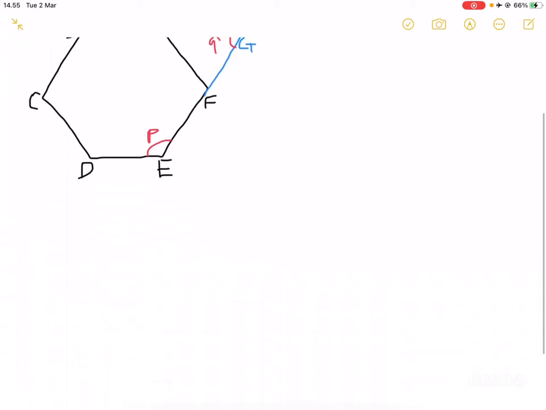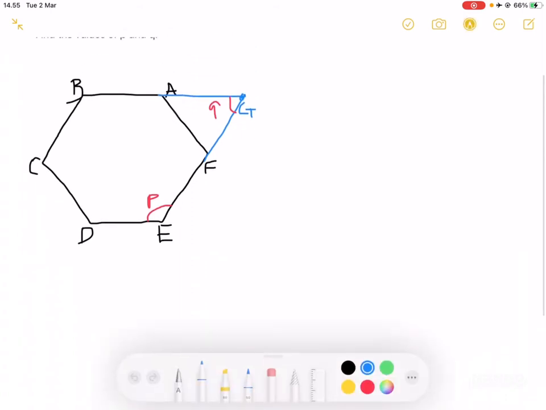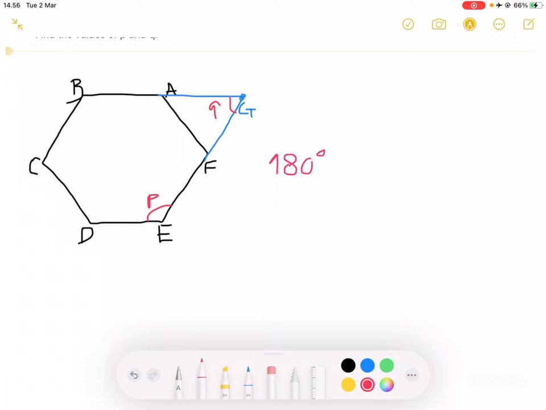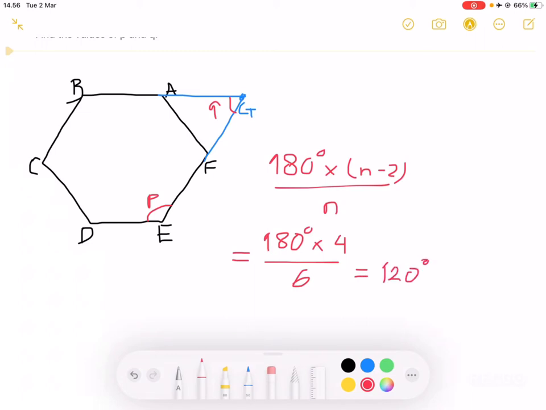That means we can just use the size of each interior angle in a regular hexagon, or I should say a regular n-sided polygon, which is 180 degrees multiplied by n minus 2 over n. And since we know n must be equal to 6, since it is a hexagon, we can just get this value, which means that each interior angle must be equal to 120 degrees, which in fact is the value of P as well. So in fact, we found our first value of this.